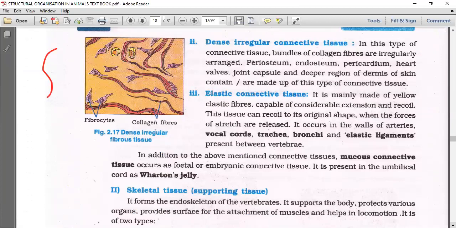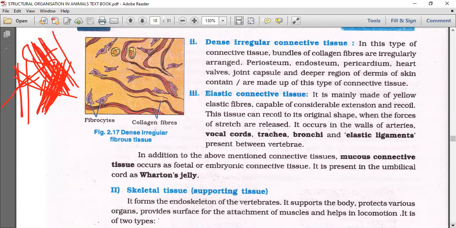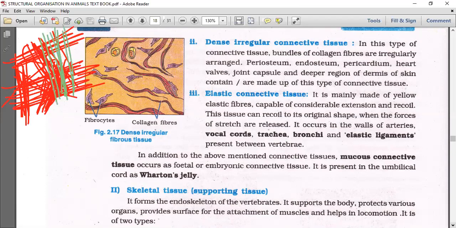In the case of dense irregular connective tissue, bundles are, as usual, present here, but the bundles are arranged irregularly like this. I use another color to understand it better. This is another bundle, and this is another bundle. That means they get arranged irregularly like this. So in this type of connective tissue, the bundles of collagen fibers are irregularly arranged.